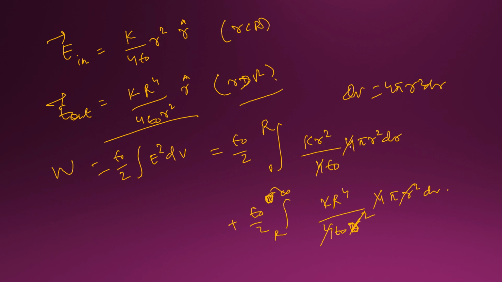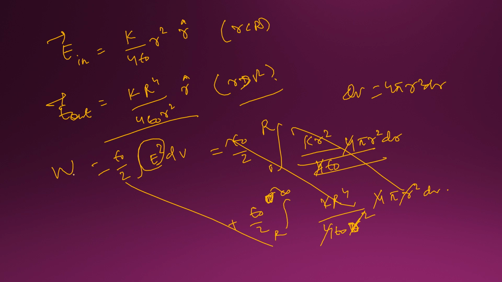Okay, my bad. This is E², no, E². I just put the values of E. Okay, let's do it again. ε₀ by 2, E² dV.